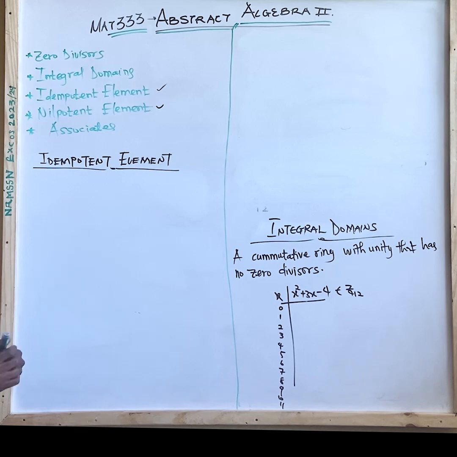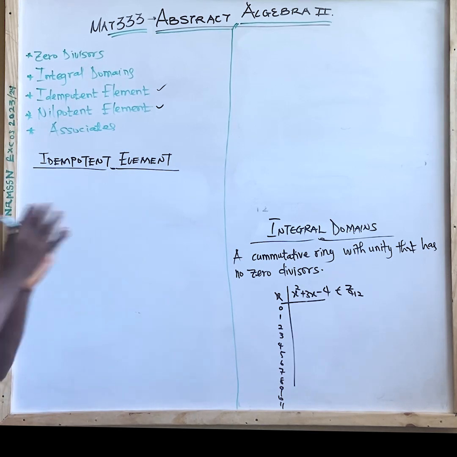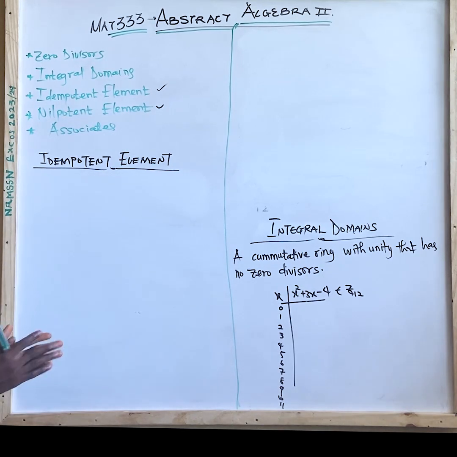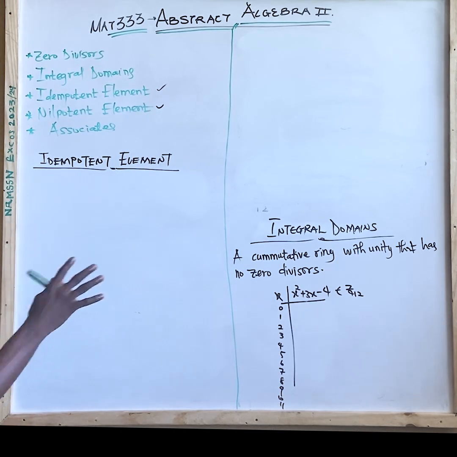So how are we going to know that an element inside a ring is an integral domain, a zero divisor, or an idempotent element? That is basically what all of these things are saying. All of these are just subsets inside a ring. So the first thing I'll define is an idempotent element.